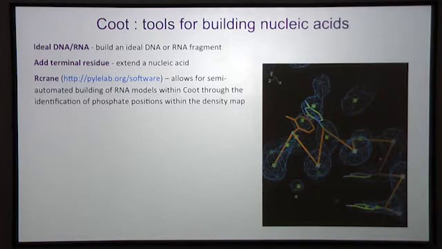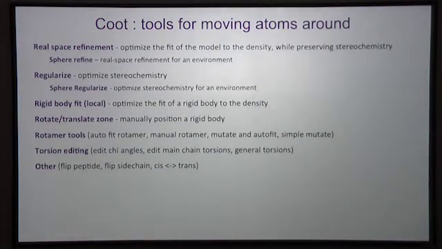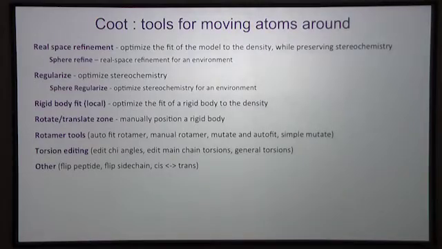So once you've built your model, or often as you are building your model, you want to start to move these atoms around. And Qt has many tools to do this. So you can do a real space refinement. This can be along a chain, or it can be in a sphere around a particular point. You can regularize that chain. You can do rigid body movements. You can rotate, translate. You can fit rotamers. You can edit torsion angles. And pretty much anything that can be moved, you can move in Qt.